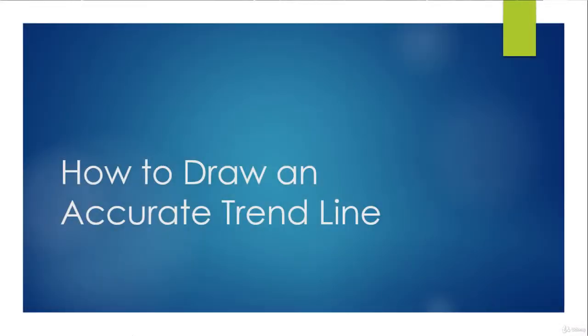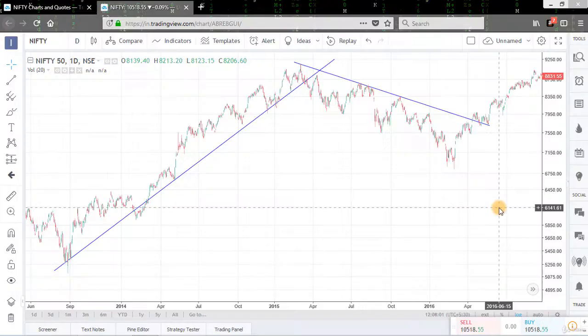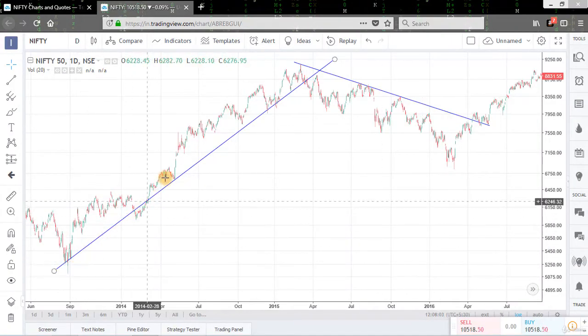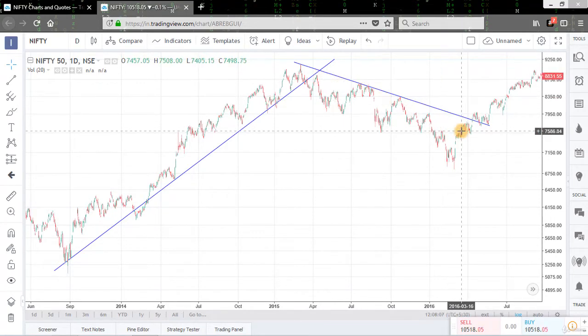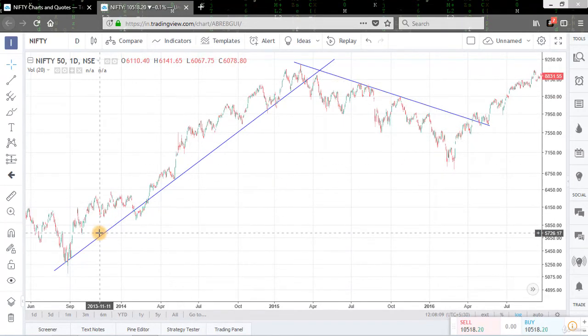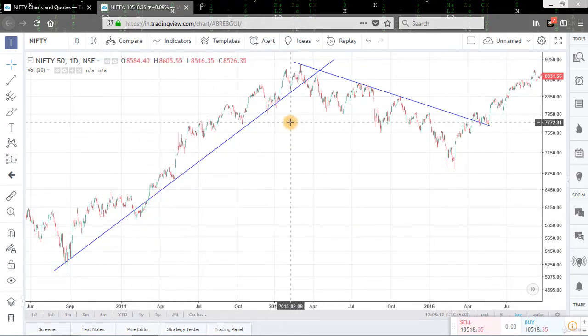Trendline is the most important tool in technical analysis. In an uptrend, trendline moves in upward direction, and in a downtrend, trendline moves in downward direction. A trendline acts as a support in uptrend and resistance in downtrend.